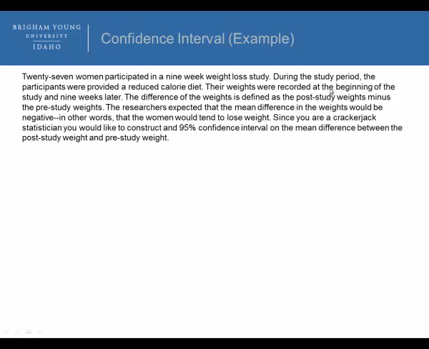Their weights were recorded at the beginning of the study and 9 weeks later. The difference of the weights is defined as the post-study weights minus the pre-study weights. The researcher expected that the mean difference in the weights would be negative, in other words, that the women would tend to lose weight. Since you are a crackerjack statistician, you would like to construct a 95% confidence interval on the mean difference between the post-study weight and the pre-study weight.